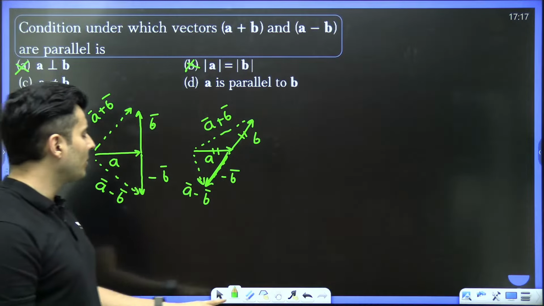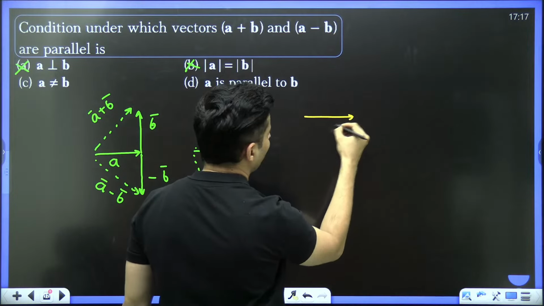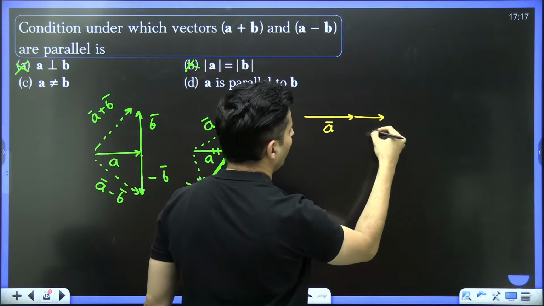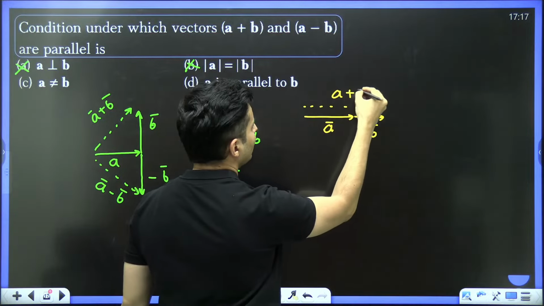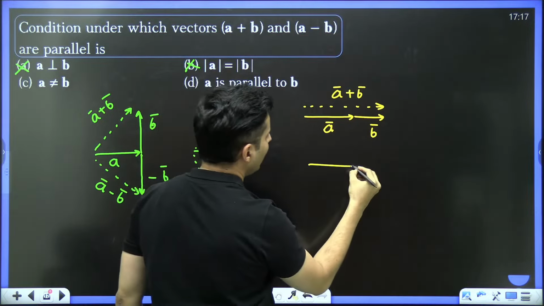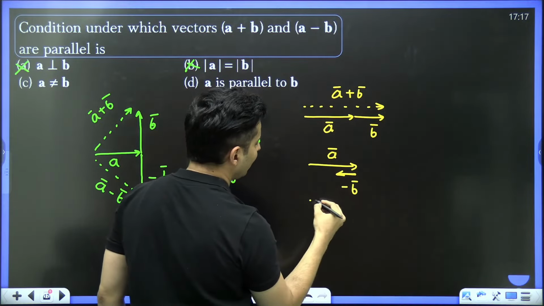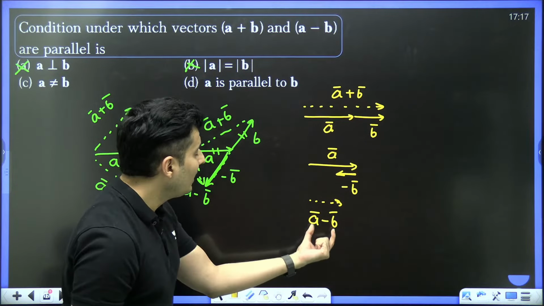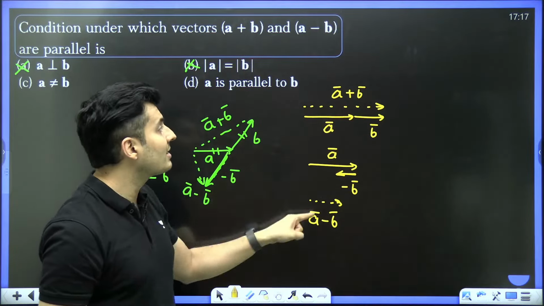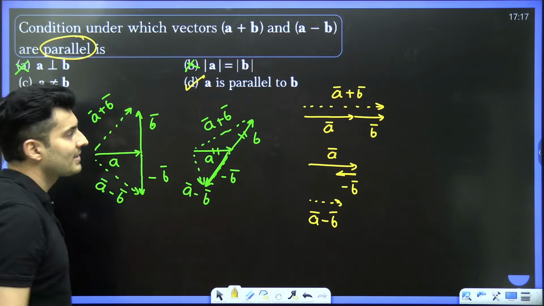If you look at option D, my dear students, A is parallel to B. So if A is here and B is over here, then A plus B will be this vector. A vector minus B vector, this would be A vector minus B vector. Wow, A minus B and A plus B, these dotted vectors are parallel to each other. That is what is asked in the question. Hence D option is correct.